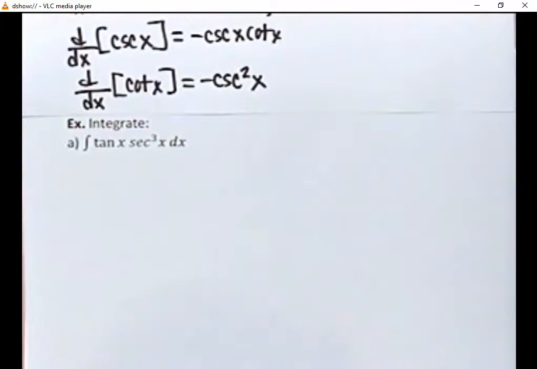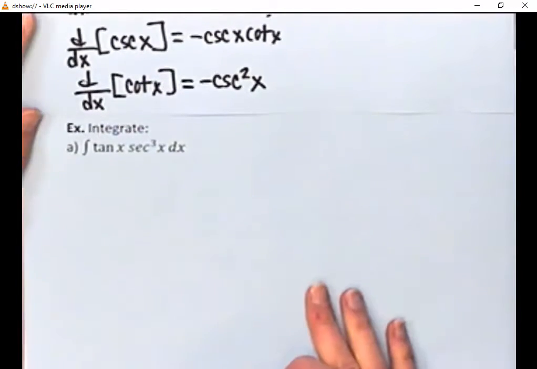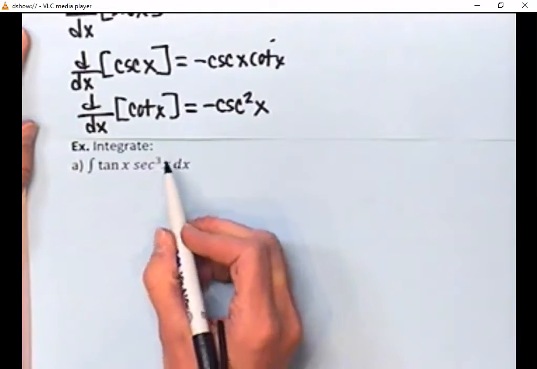All right. Where should I even begin? Okay. What do you think? Any thoughts? Let u be secant? Okay, if we let u be secant, what would we need for its derivative? So he's saying, what if we let u be one of these, like secant?